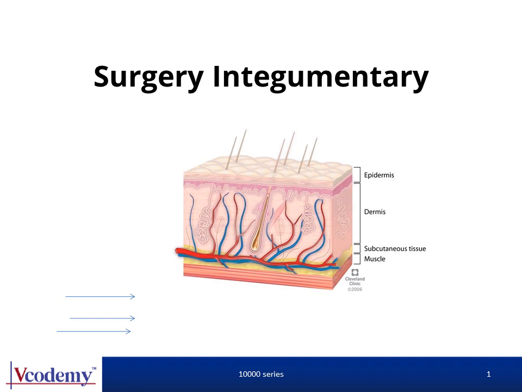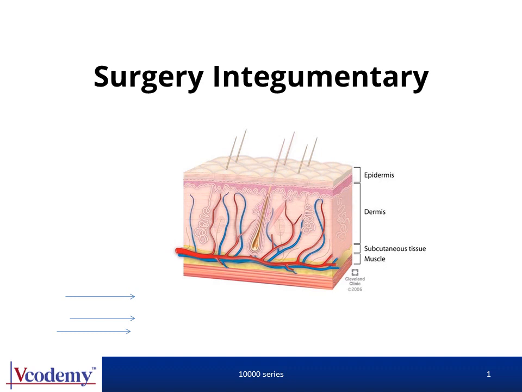As you can see in the picture, the skin is composed of different layers. The topmost layer is the epidermis, below it is the dermis. The epidermis is the outermost layer of the skin. The dermis lies beneath the epidermis. The bottom layer of the skin is the hypodermis, otherwise known as the fatty layer.